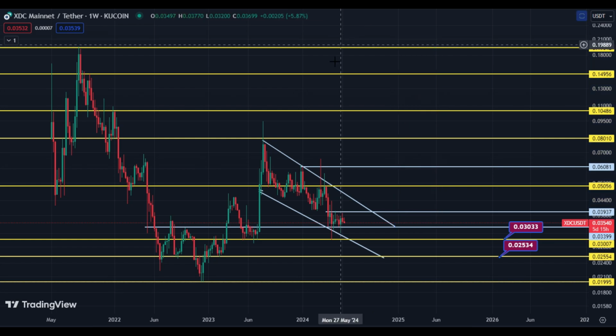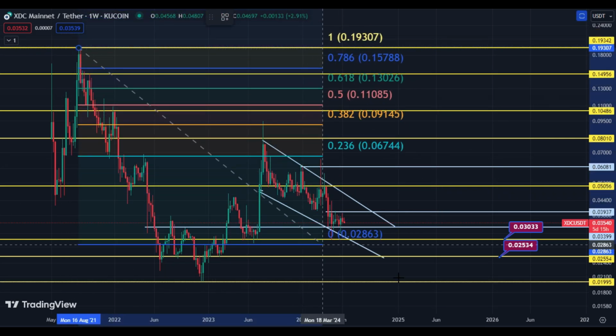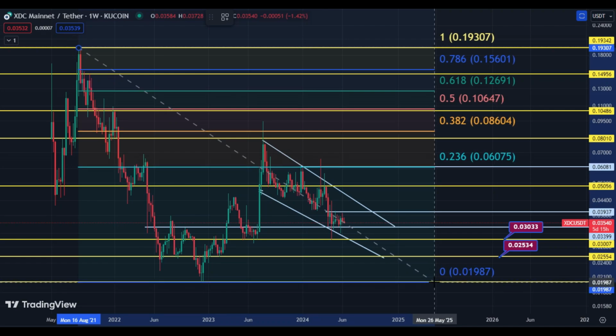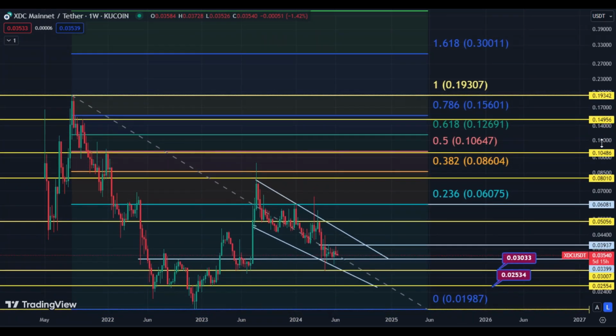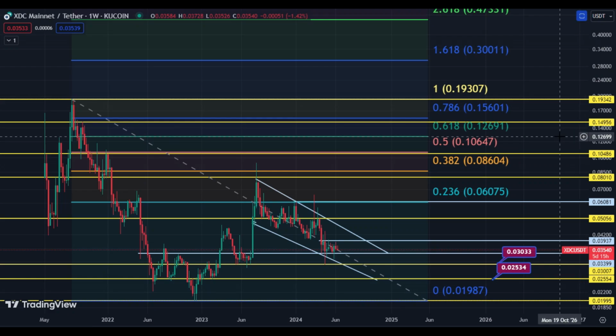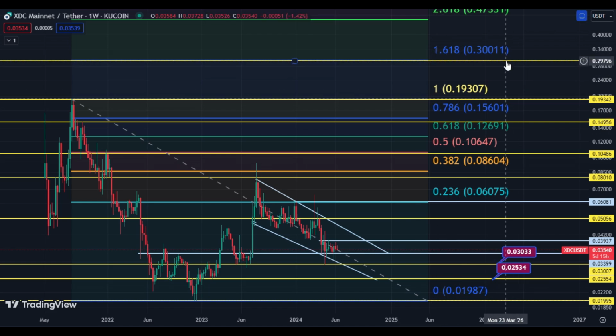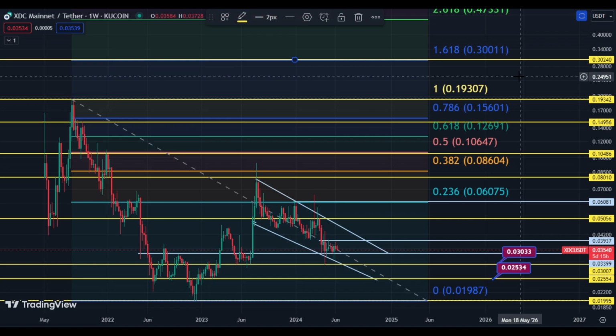These are the targets. But let me please show you targets according to the Fibonacci levels. Let me please draw these levels. Here you can see. According to the Fibonacci levels, our first target can be this area. It's all-time high. Or you can say 30 cents. To be very realistic, 30 cents is my target for the bull run.